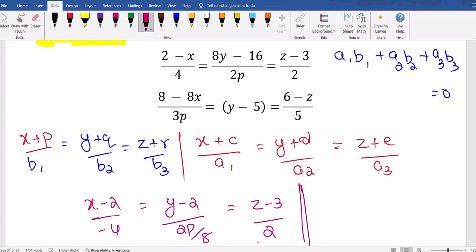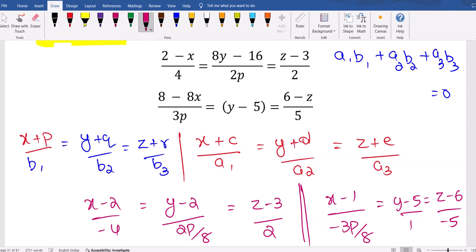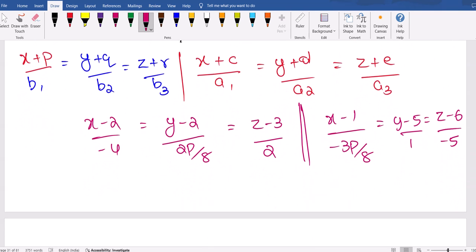That's the first thing. Next, the next equation. Here I can take 8 common and minus 8 common. Then it's x minus 1 divided by minus 3p divided by 8. Here y minus 5 perfectly. Here I'll take minus common, it will be minus 5 here. So now this is divided by 1 here. We got the format x plus c divided by a1, y plus d divided by a2, z plus c divided by a3, and the other one x plus p, y. That constant can be anything, that's not a big worry.